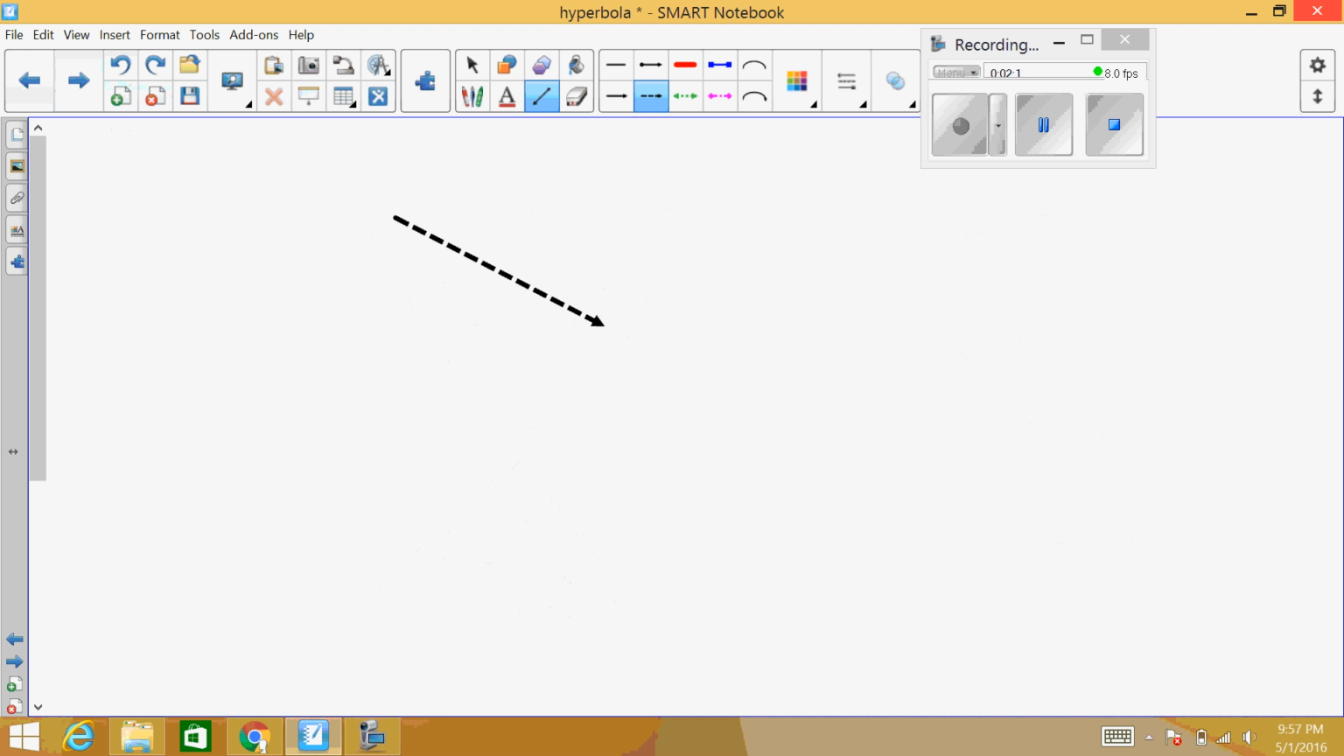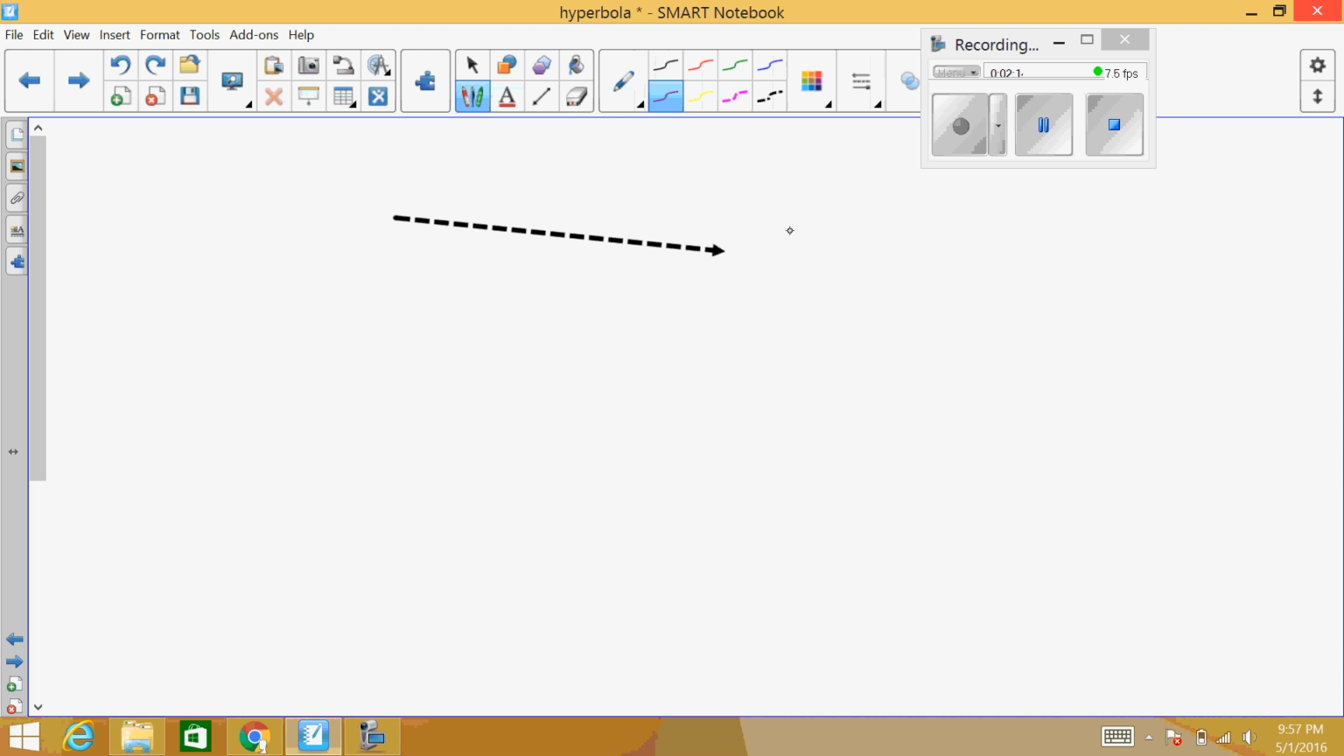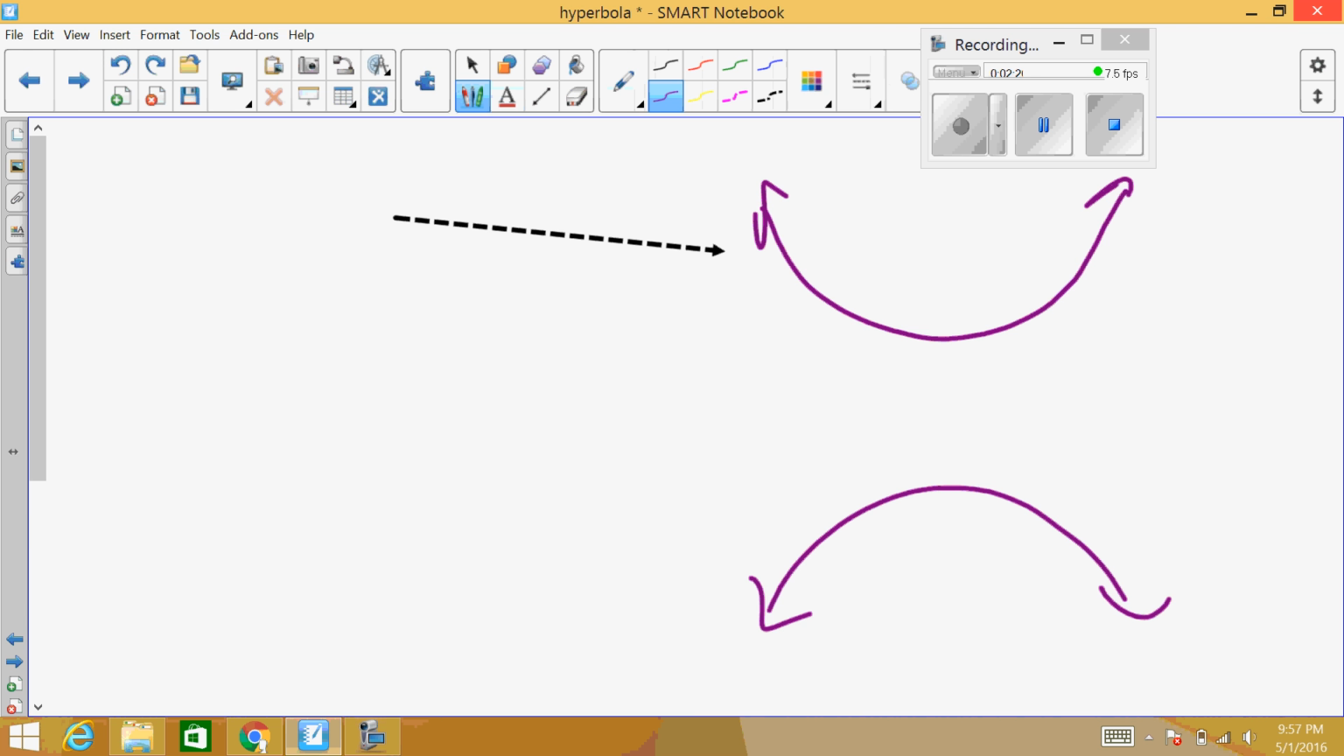We end up with a top section that looks something like this and a bottom section that looks something like this. And we'll get all the details in here in just a little bit, but that's kind of the intersection that we're going to have with those conics.